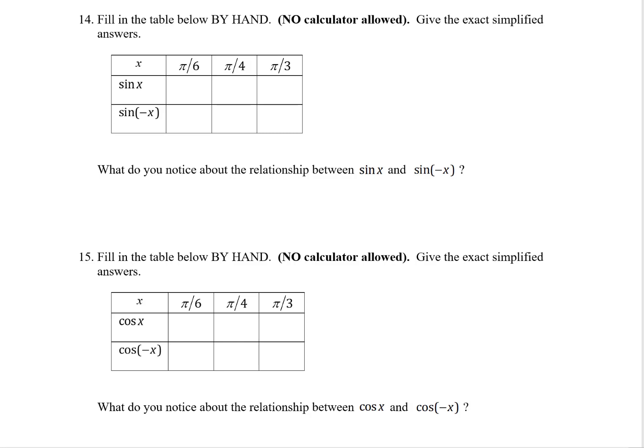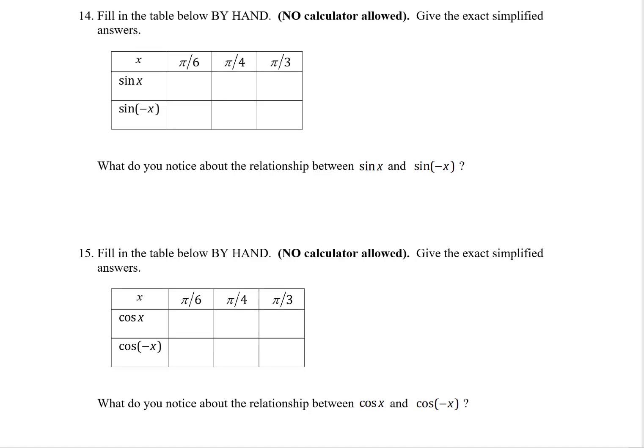Problem number 14, the first thing we want to do is find some trig ratios by hand. You may have some of these memorized. Let's see, the sine ratio for pi over 6. Pi over 6 is 30 degrees, and so I can quickly put on my information. Obviously, the sine ratio is 1/2, opposite over hypotenuse.